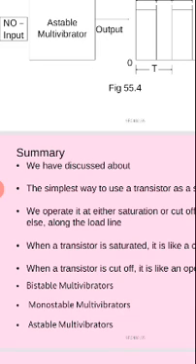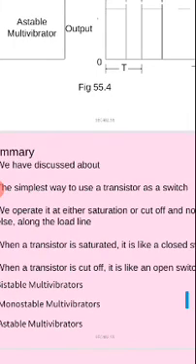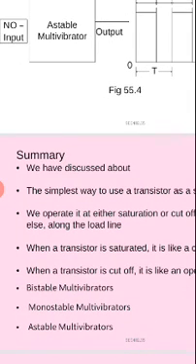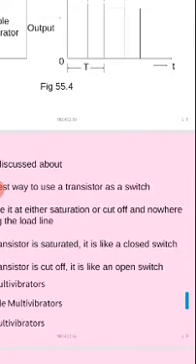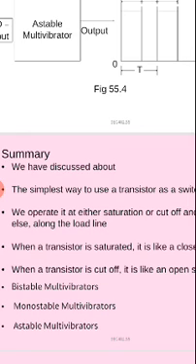We have discussed the simplest way to use a transistor as a switch. We operate it at either saturation or cutoff and nowhere else along the load line.